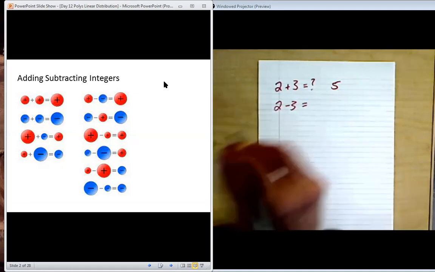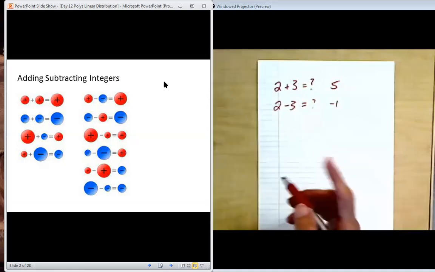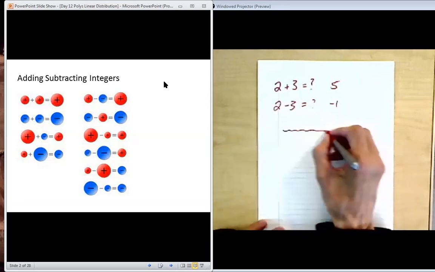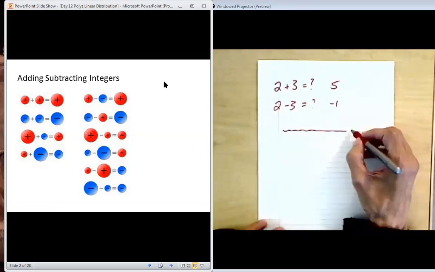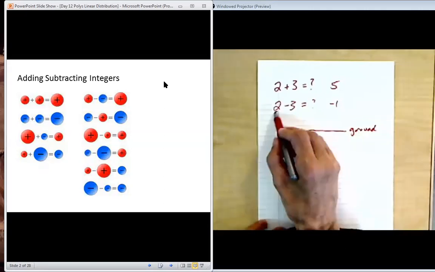Minus 1 indeed. Okay. Now, a useful way to think about this is a set of stairs. This is like ground level. This is one way. Ground level. The first number is where you start.